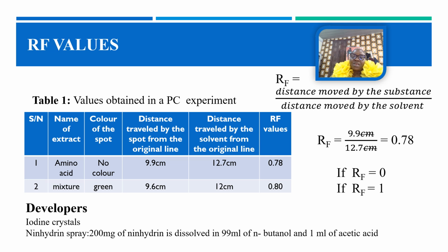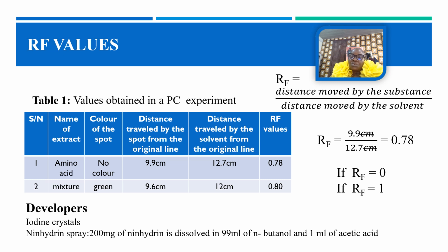You write the name of your extract, like in this table 1, we'll have amino acid, the color of the spot, the distance moved by the spot from the original line. It said it's 9.9 cm. And then the distance traveled by the solvent from the original line, 12.7 cm. Then calculate the RF value. The RF value is the distance moved by the substance divided by the distance moved by the solvent, which gave us 0.78. The second one follows the same methods.